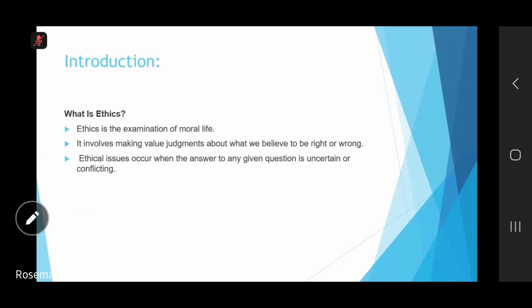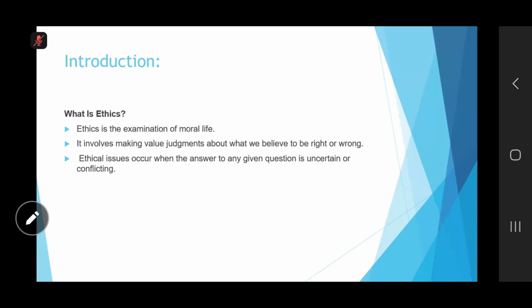So what are ethics? Ethics is the examination of moral life, and it involves making value judgments about what we believe to be right or wrong. So ethical issues occur when the answer to any given question is uncertain or conflicting.